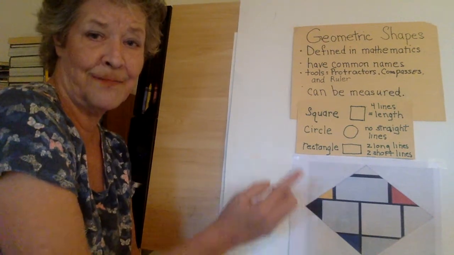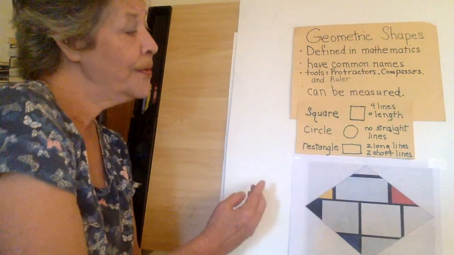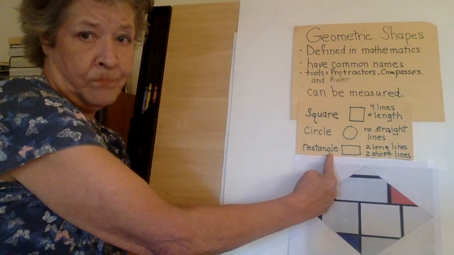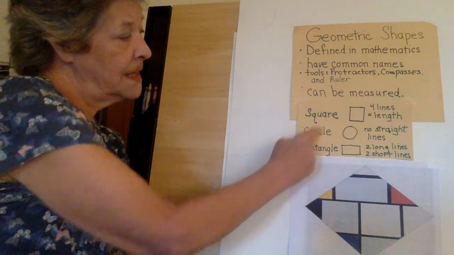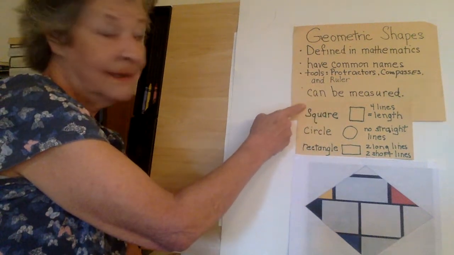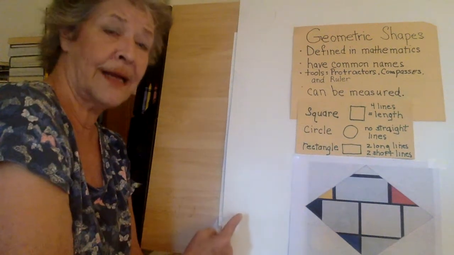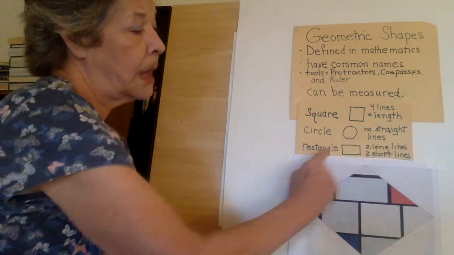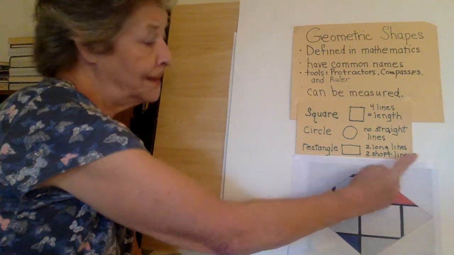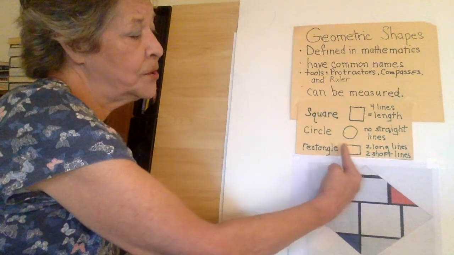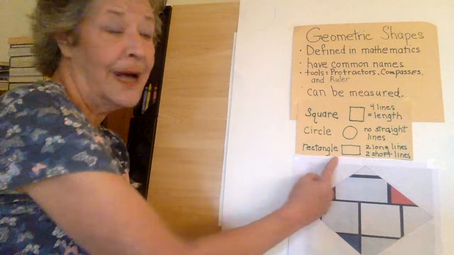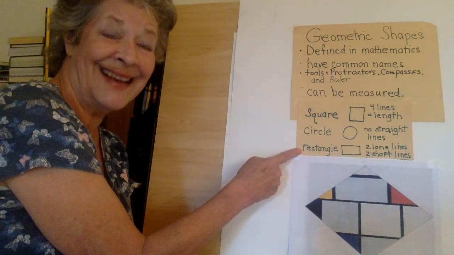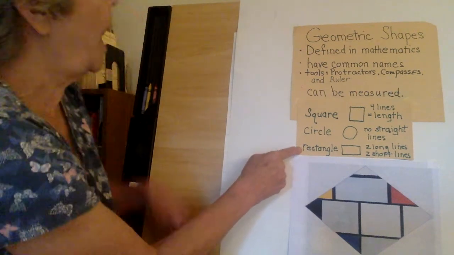A rectangle can be positioned with those long lines going up and down and the short lines coming horizontal. A rectangle can be shaped with the long lines going horizontal and the short lines going vertical, and so many other ways.